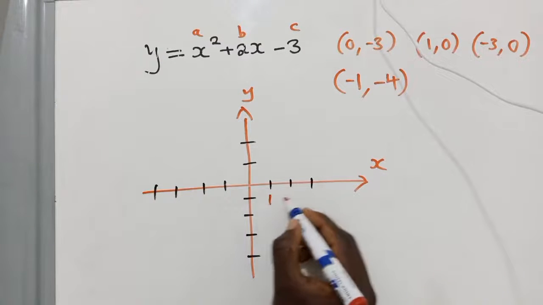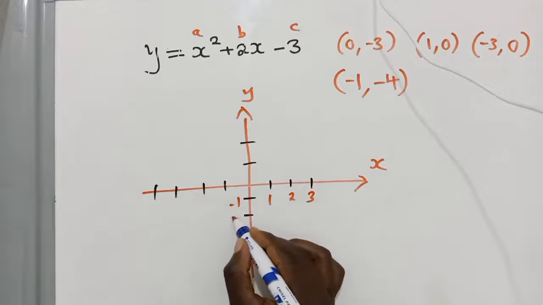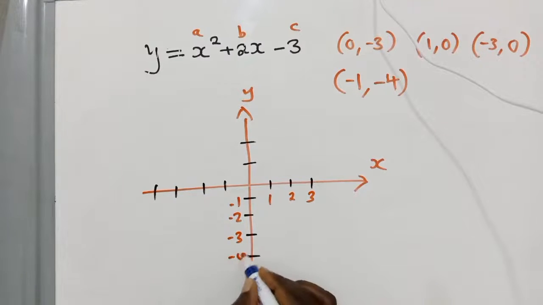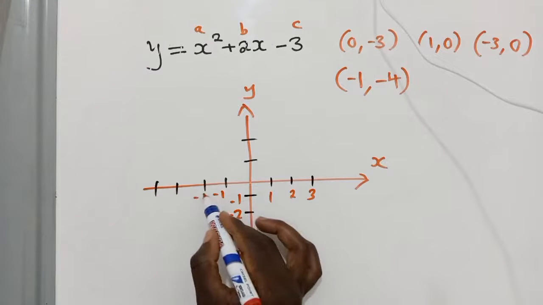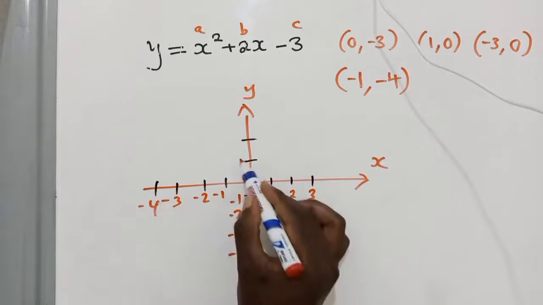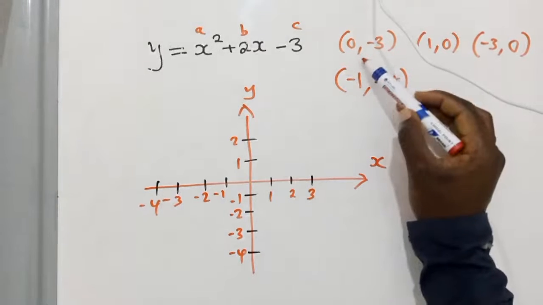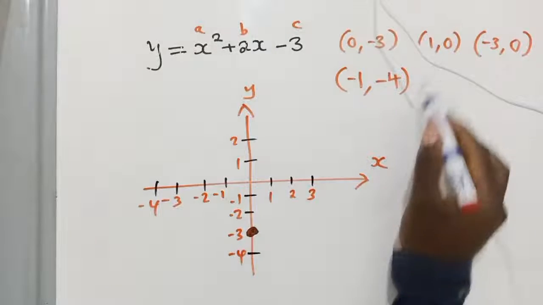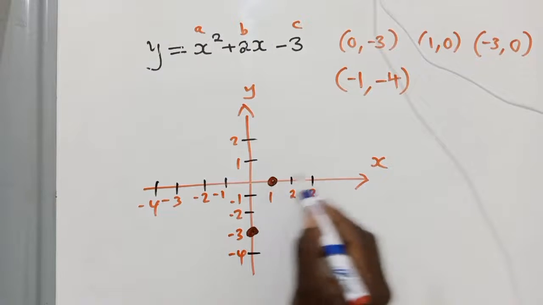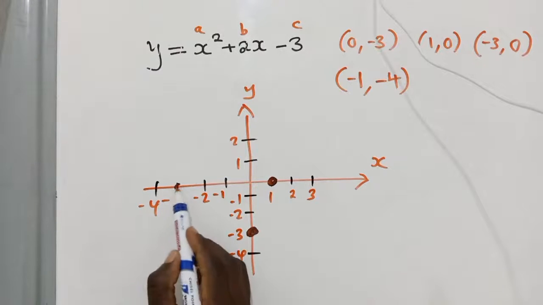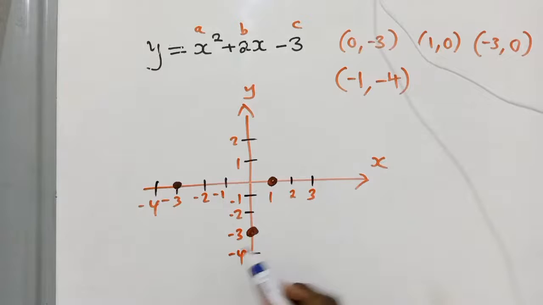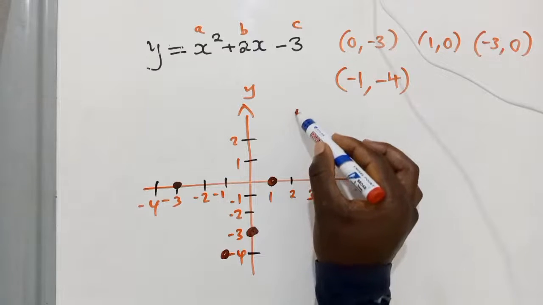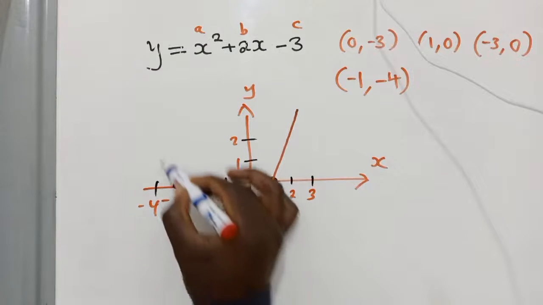So here it's 1, 2, 3. Here -1, -2, and -3. -4 over there. Here -1, -2, -3, -4. 1, 2. So the first there is 0, -3. It's somewhere here. The next is 1, 0. 1, 0 is here. The next is -3, 0. It's over here. Next is -1, -4. It's over here. Okay? So now we can do this like that.